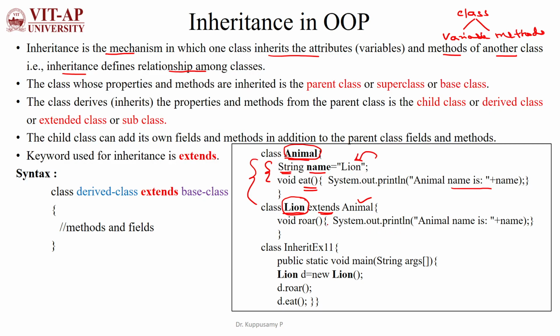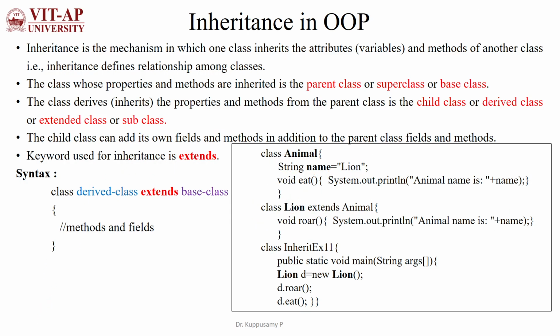You see this animal is used by the class lion here, which is accessing the variable of the class animal. The variable is defined inside the animal class, so we can reuse the variables and methods of another class in this lion class. That is the beauty of inheritance in object oriented programming.